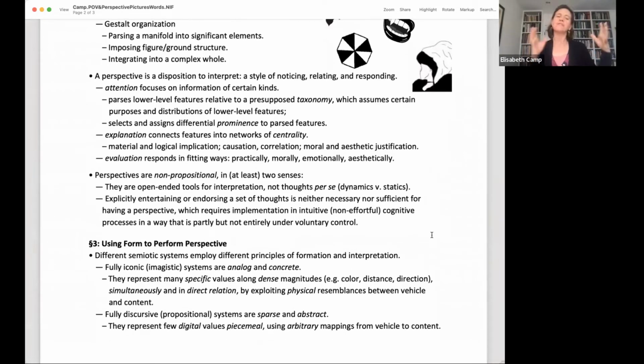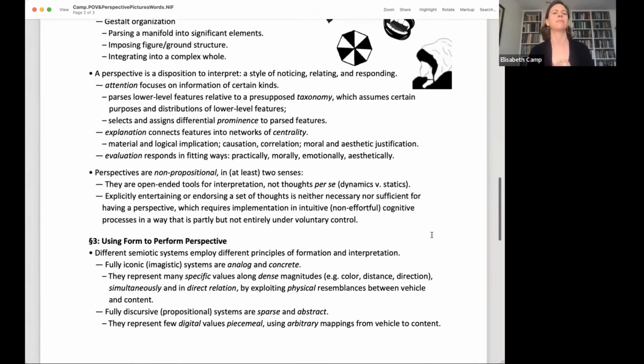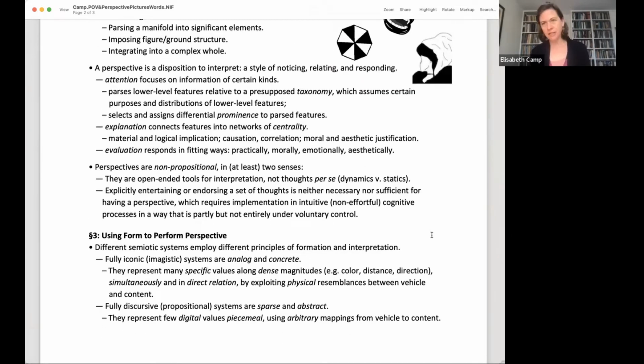So given that, that's the element out of perception that I want to extract. Then I want to understand an interpretive perspective, this high-level cognitive phenomenon, in the following way, appealing to various of these aspects, these analogies to actual perception that I've alluded to above. So a perspective, as I understand it, is a disposition to interpret. It's a style of noticing, relating, and responding to parts of the world. So there are three parts of that: the noticing, the relating, and the responding.